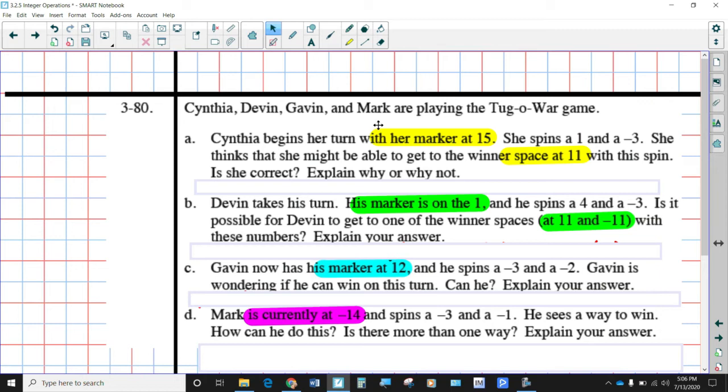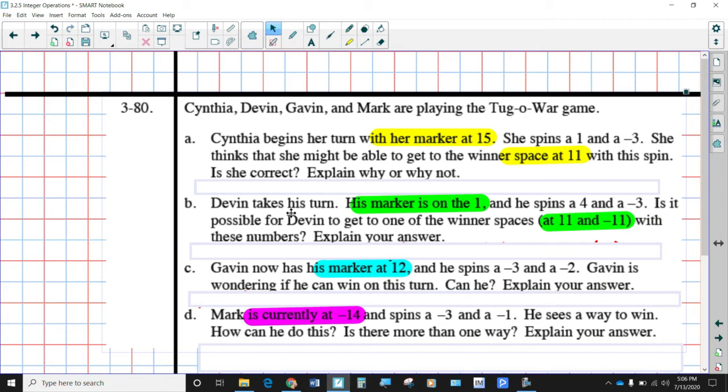Cynthia, Devin, Gavin, and Mark are playing the tug of war game. Cynthia begins her turn where her marker is on 15. So remember, she's on 15, so she needs to move backwards 4 spaces to get to 11, and she spins a 1 and a -3. Can she make it with those 2 numbers? Is there any way to get from 15 to 11 using those 2 numbers?